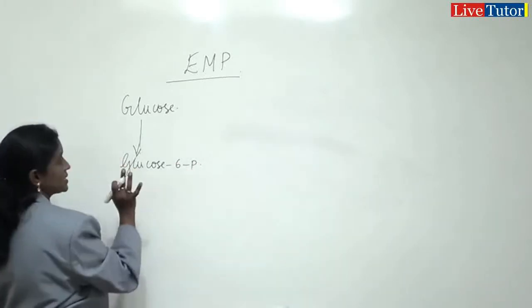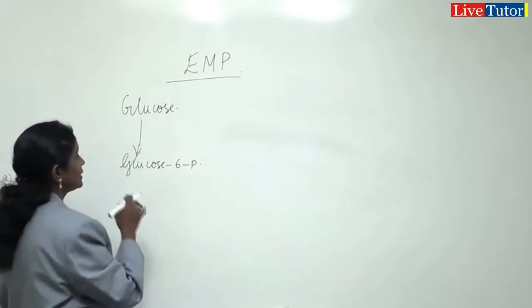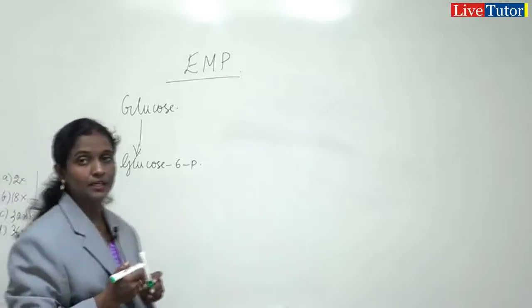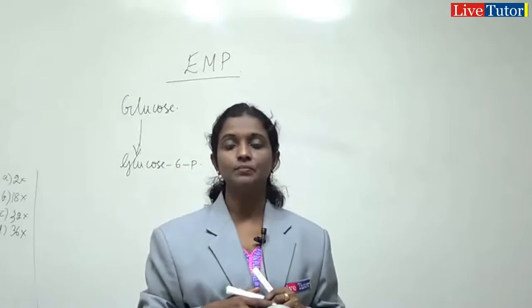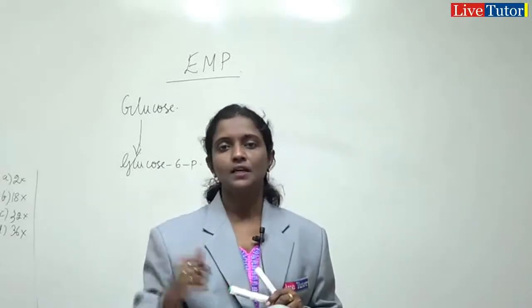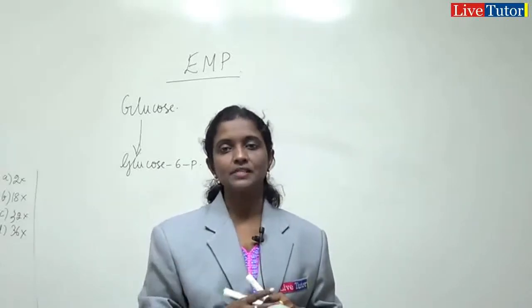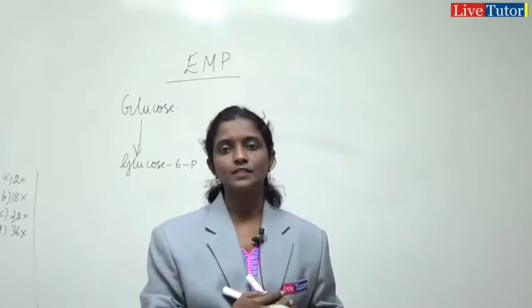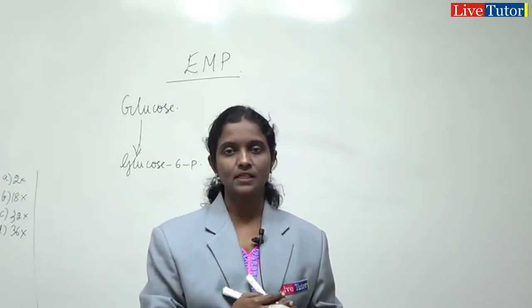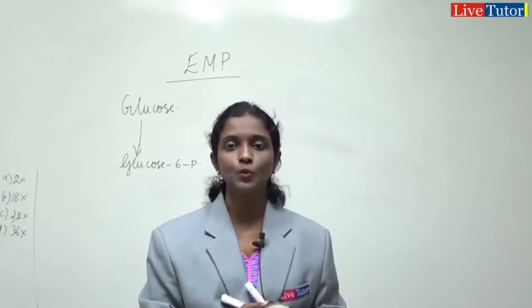So the first reaction itself is an irreversible reaction, and again there are three rate limiting steps. The first step, the third step, the pivotal step, and the last step. The first step is catalyzed by hexokinase or glucokinase. The third step will be catalyzed by phosphofructokinase, and the last step will be catalyzed by pyruvate kinase.